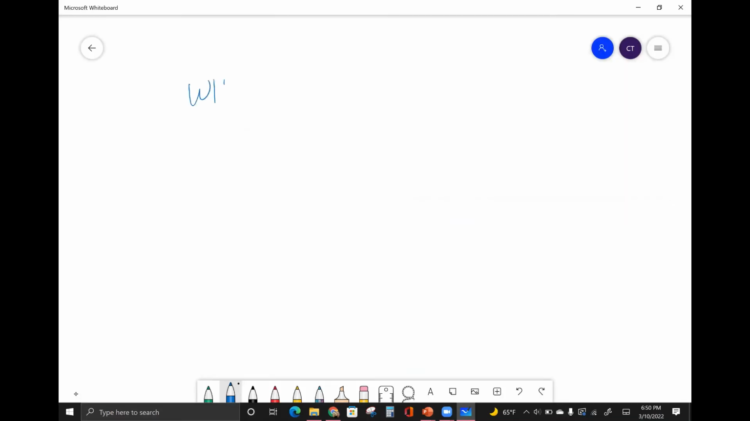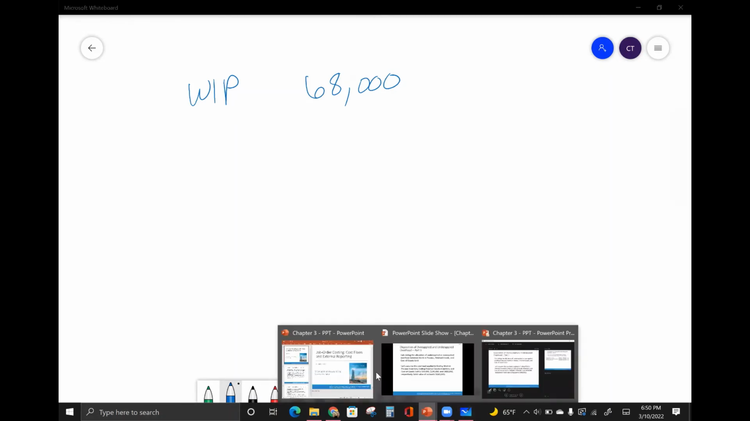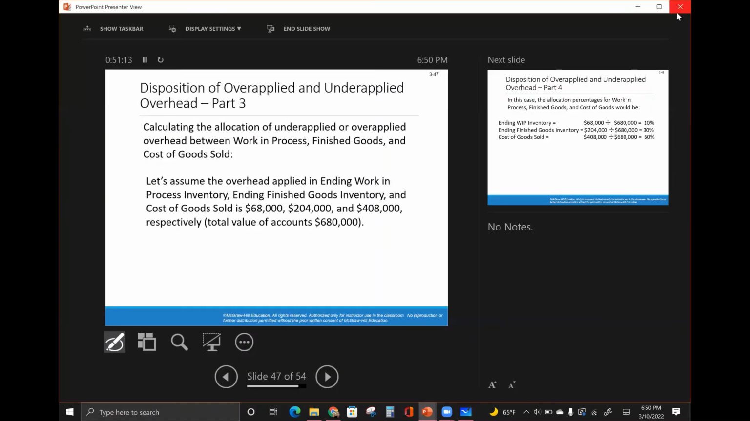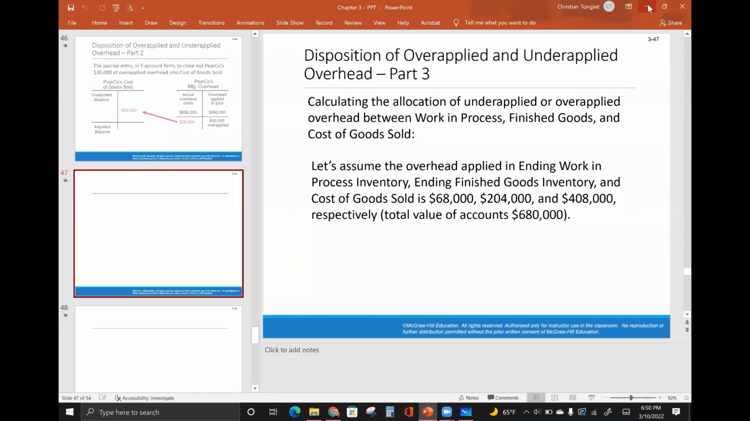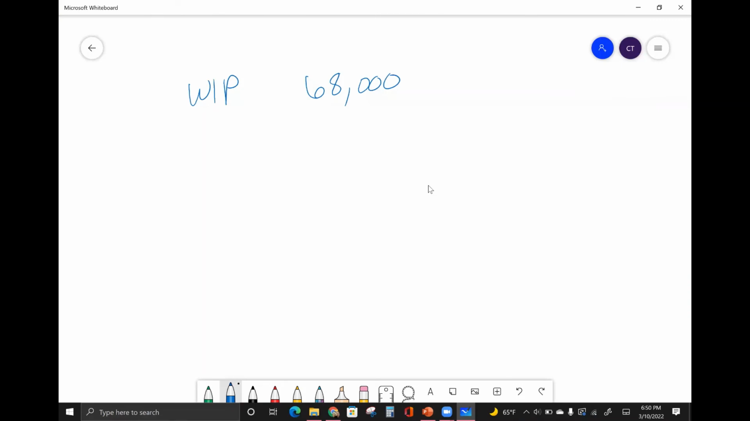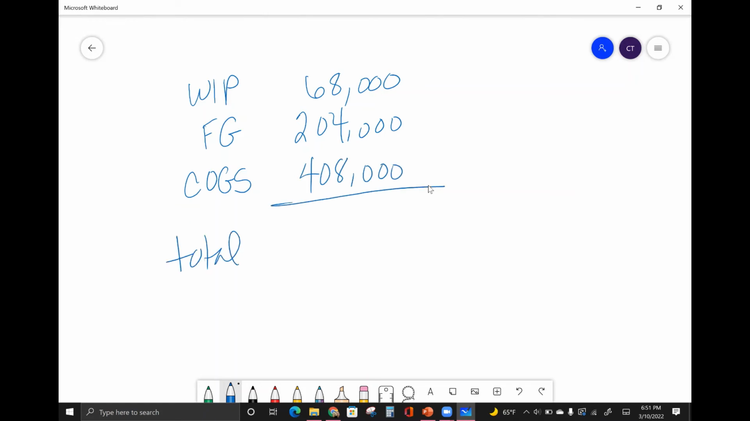Okay, so we have our work in process, which was 68. Can you see it now? Okay. So we have work in process, finished goods was 204,000, and then we have our cost of goods sold, 408. So we have to look at the total.